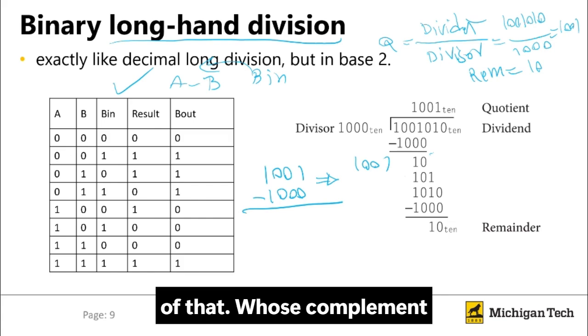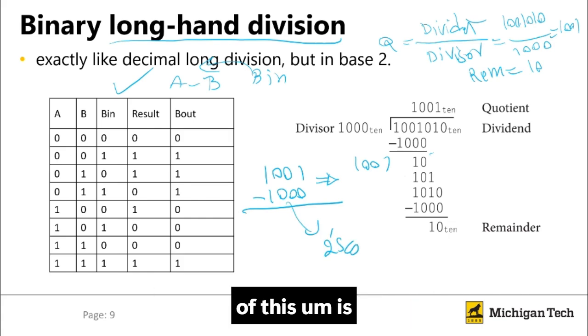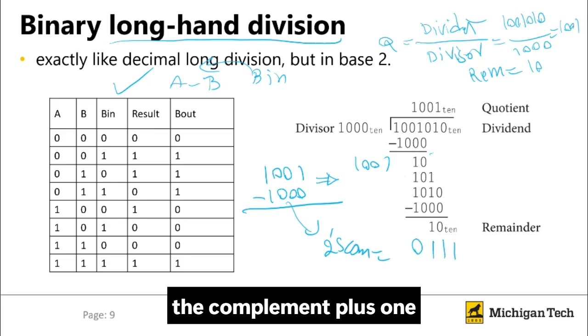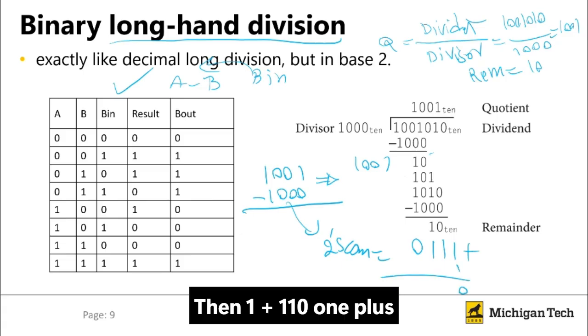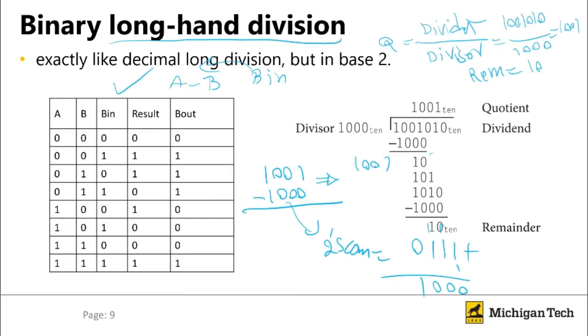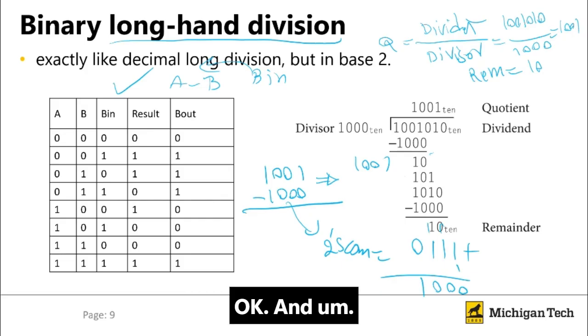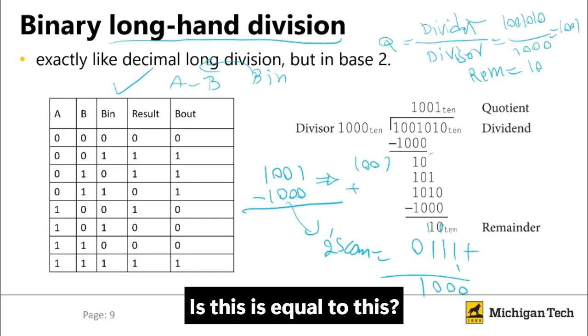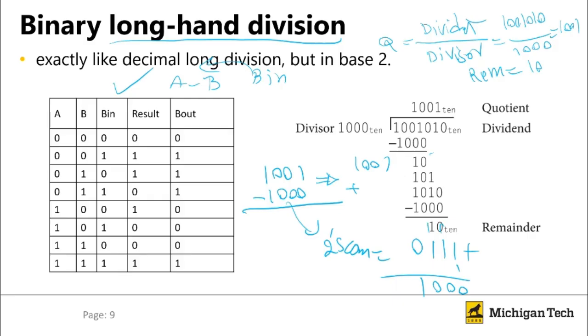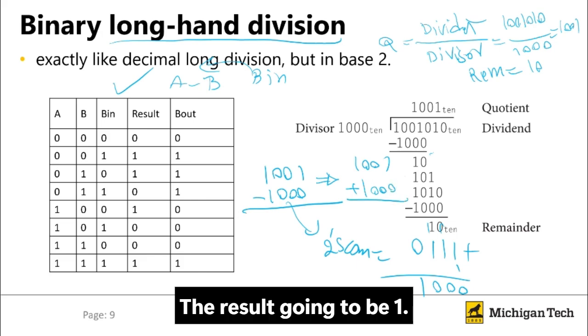This is equal to the 2's complement of that. The 2's complement of this is equal to, we find the complement plus 1. 1 plus 1 is 10. 1 plus 1 is 10. And this is equal to this. The result is going to be 1.